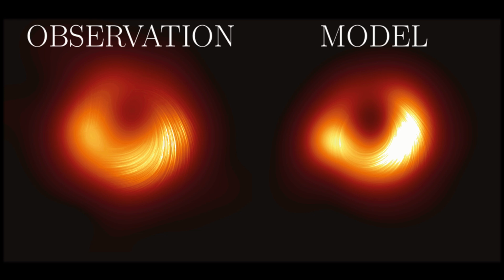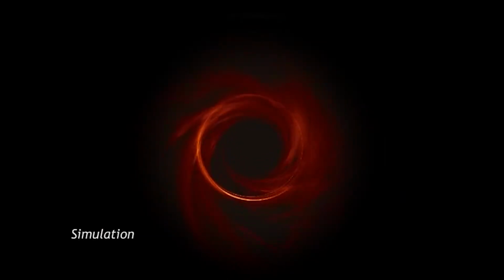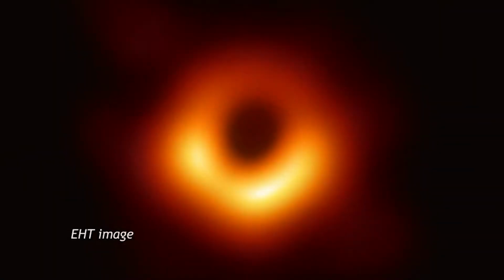To our best understanding, the asymmetric ring is the relativistically modified image of an accretion disk around a rotating black hole, known as a Kerr black hole, with a mass of around 6.5 billion solar masses. The jet does not appear in the image because it is transparent to radiation with a 1.3 millimeter wavelength.